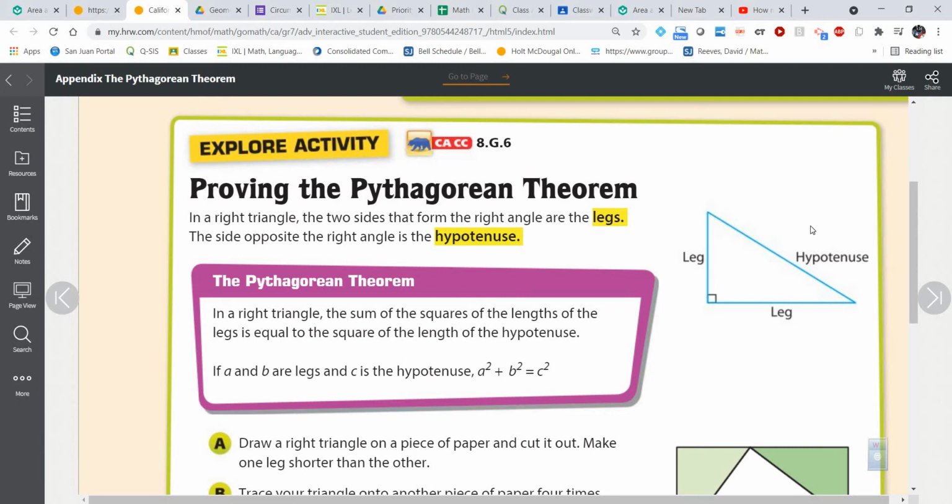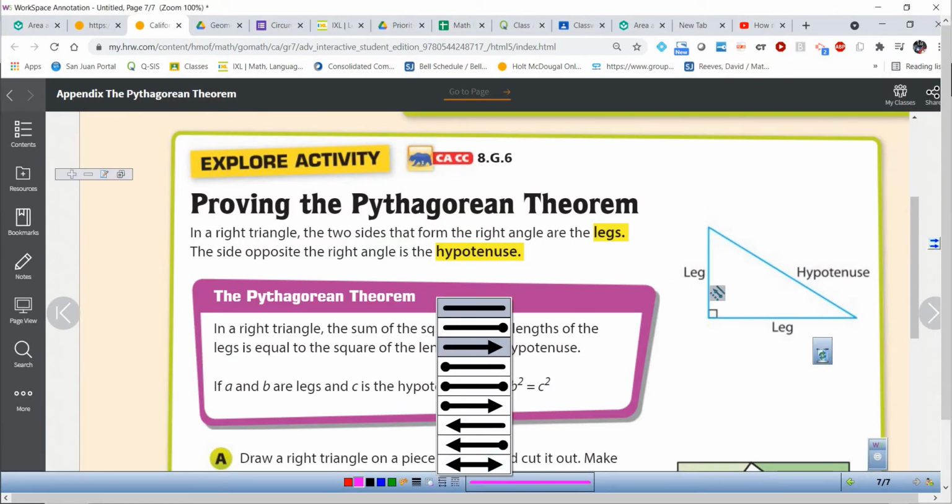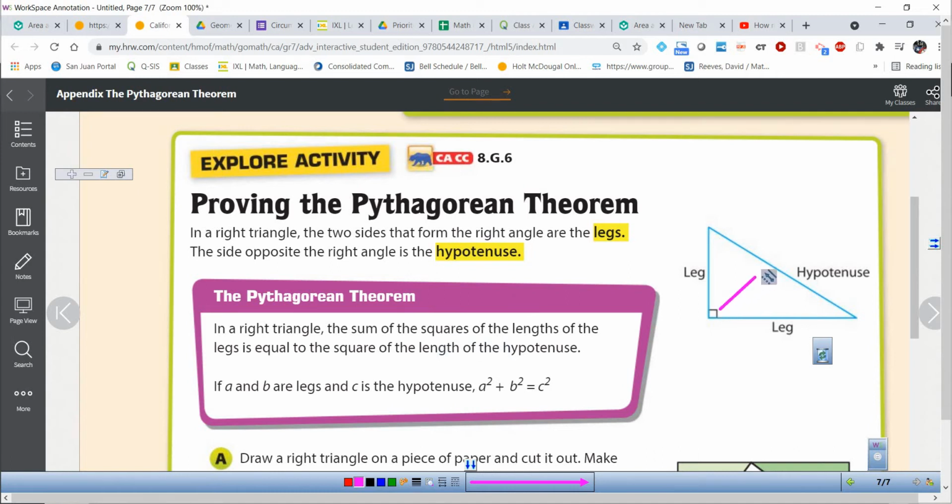And then the third side of the triangle, the side that is opposite, if we were to go across here, let me get an arrow. When you go from the 90-degree angle across, that side there is the hypotenuse. So we have two legs and a hypotenuse.